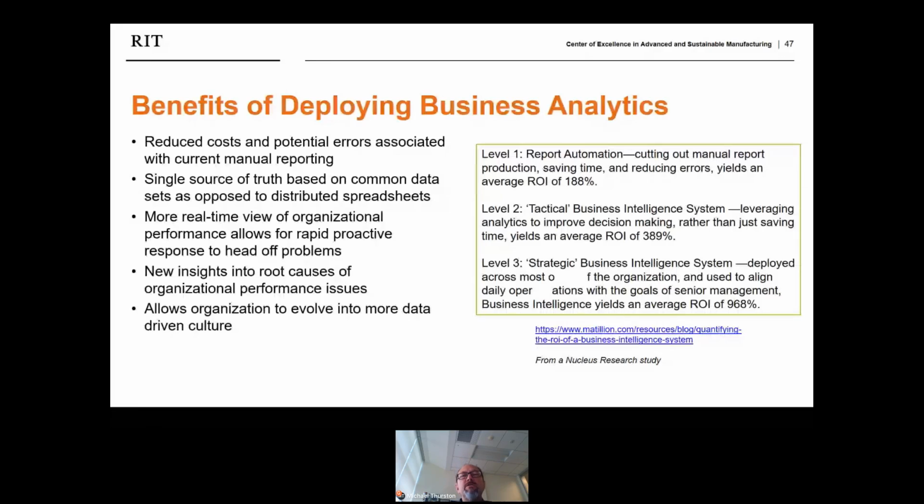There is a reference here to some levels of ROI that this particular research organization identified, at a level 1 of automating reports. They found an ROI of about 188%, and that scaled up to 968% as the tools got broadly scaled within the organization. And you can look up that reference to look at some of the assumptions behind that analysis.